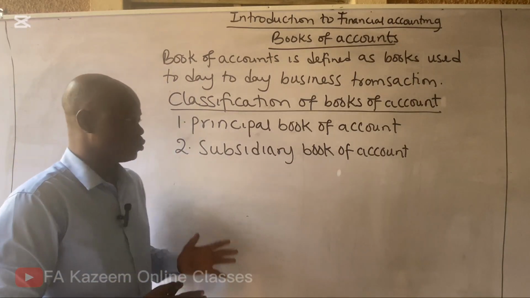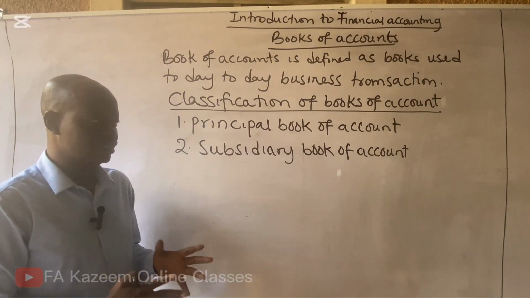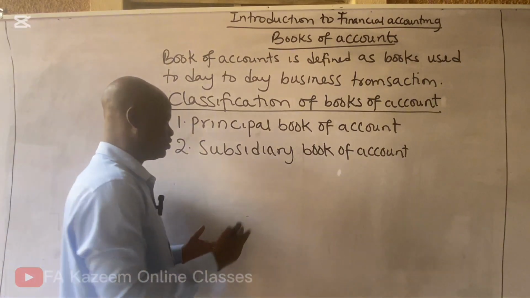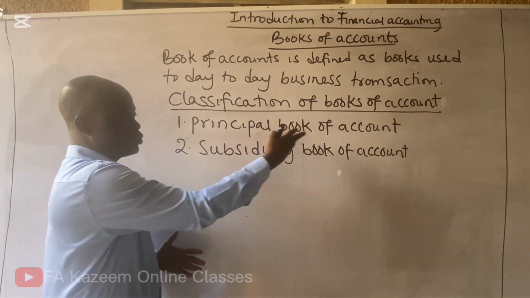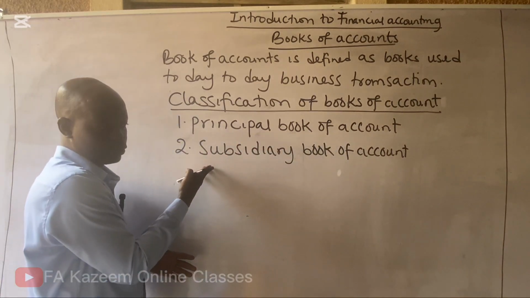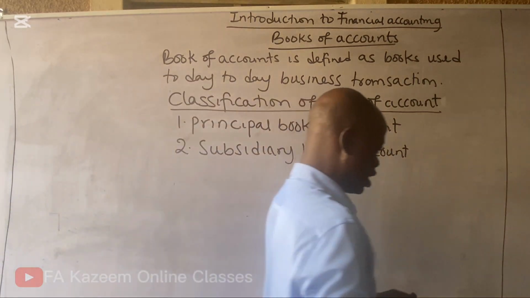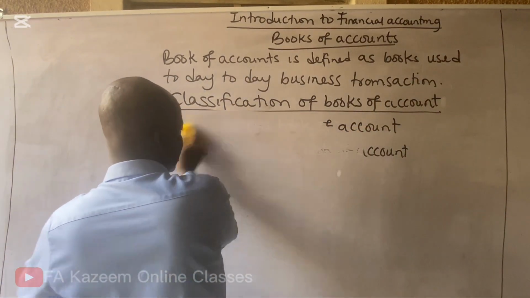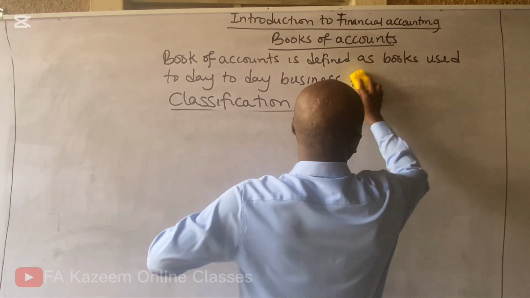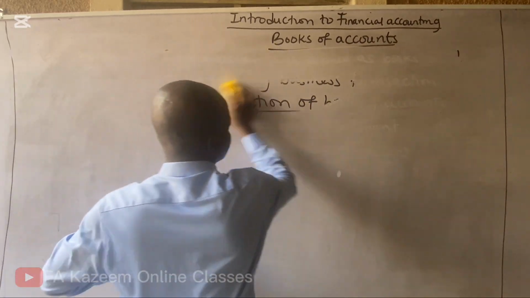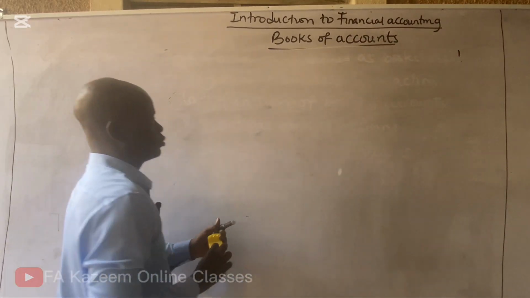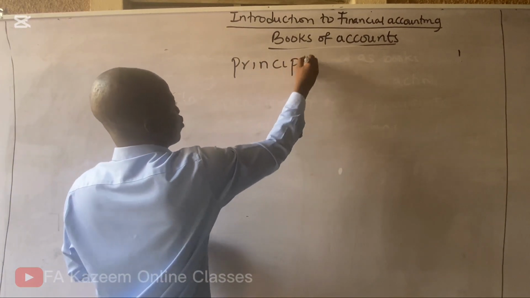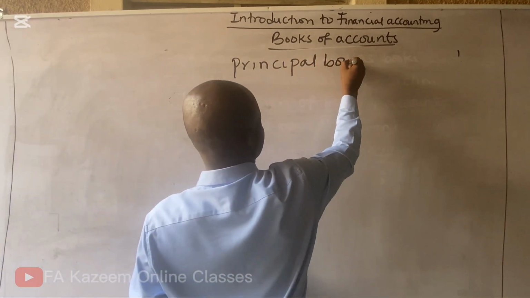These are the two books of accounts we have: the principal book of accounts and the subsidiary book of accounts. We'll be looking at these two books in detail so that you students can understand in depth. Let's start with the principal book of accounts.